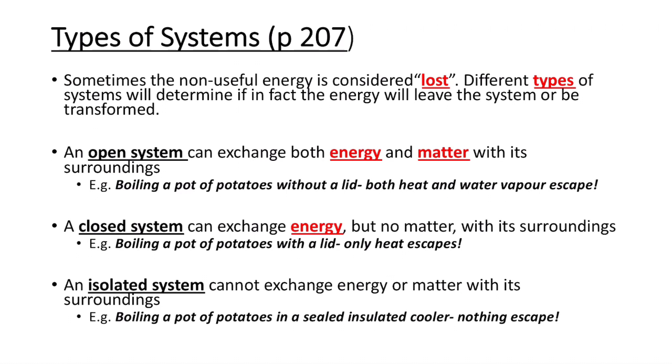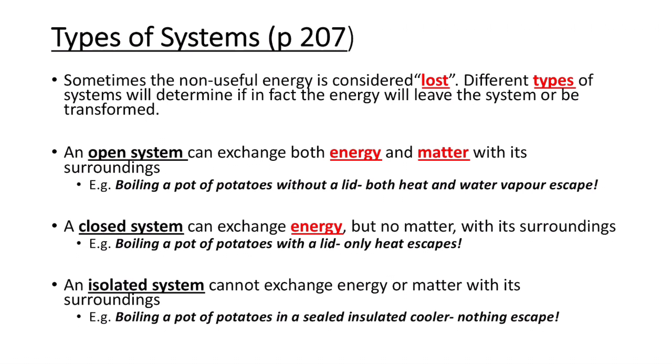In a closed system, energy can be exchanged, but no matter is exchanged with its surroundings. So, for instance, a boiling pot of potatoes with a lid: only heat escapes, the water vapor is trapped. If you put a lid on your potatoes, it would have to be a super well-fitting lid, obviously, in order to actually meet these conditions. That seals everything in and prevents water vapor or steam from escaping.